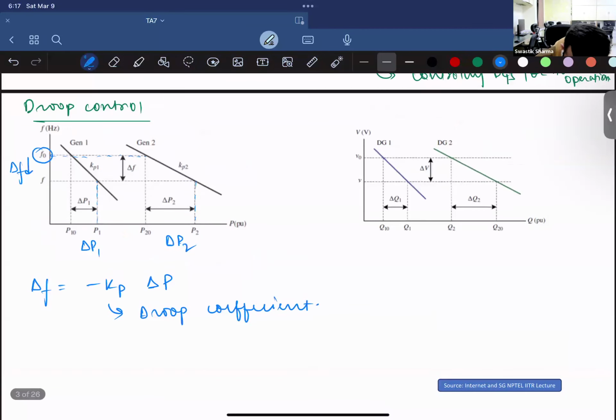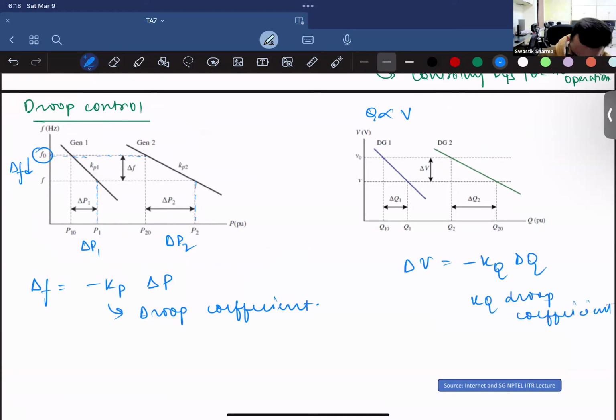And similarly, for QV control as well, we have a similar kind of story. Here the relation is given by minus KQ delta Q, and KQ is your droop coefficient. Now, since the slope is falling and it's a decreasing slope, this negative sign comes into the picture.